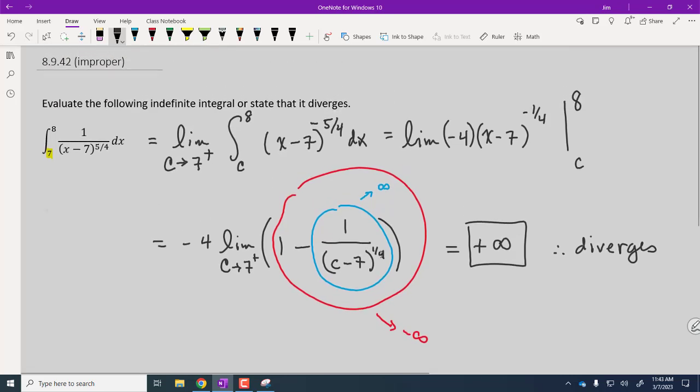So let's double check that that confirms what we would expect. So vertical tail, and the power on the x in the denominator is more than 1. Power on the x in the denominator more than 1 gives horizontal convergence and vertical divergence. When the power is bigger than 1 in the denominator, horizontal convergence, vertical divergence. This is vertical. We're getting divergence, so it makes sense.